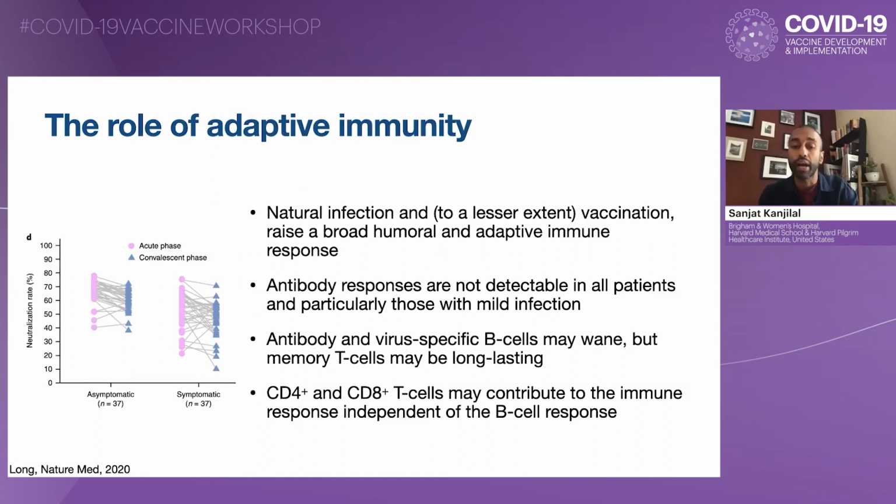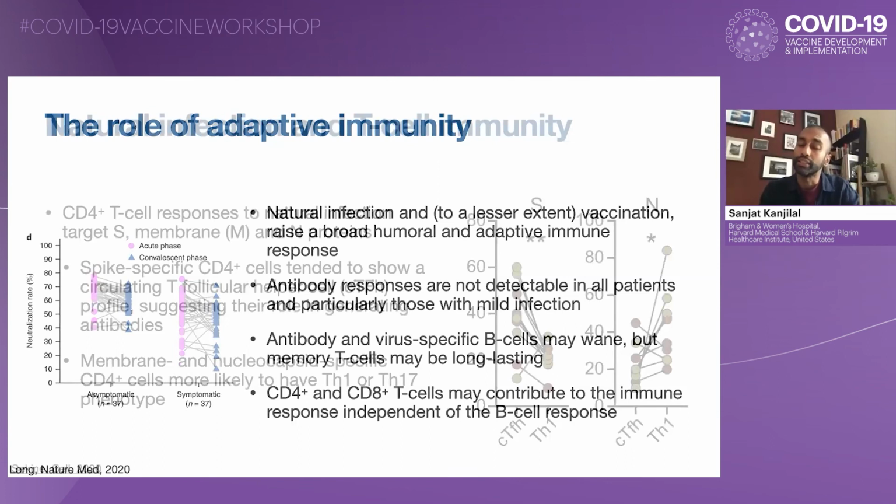And antibody and virus-specific B cells may wane, but we do know that memory T cells may be long-lasting and result in a memory response much later down the line, even if you cannot measure circulating antibodies. This has been shown in particular with SARS-CoV-1. And lastly, CD4 and CD8 T cells may contribute to the immune response independent of the B cell response, which we know from decades of immunology work. On the left here, I'm simply showing the waning of neutralization titers in asymptomatic and symptomatic people over time.